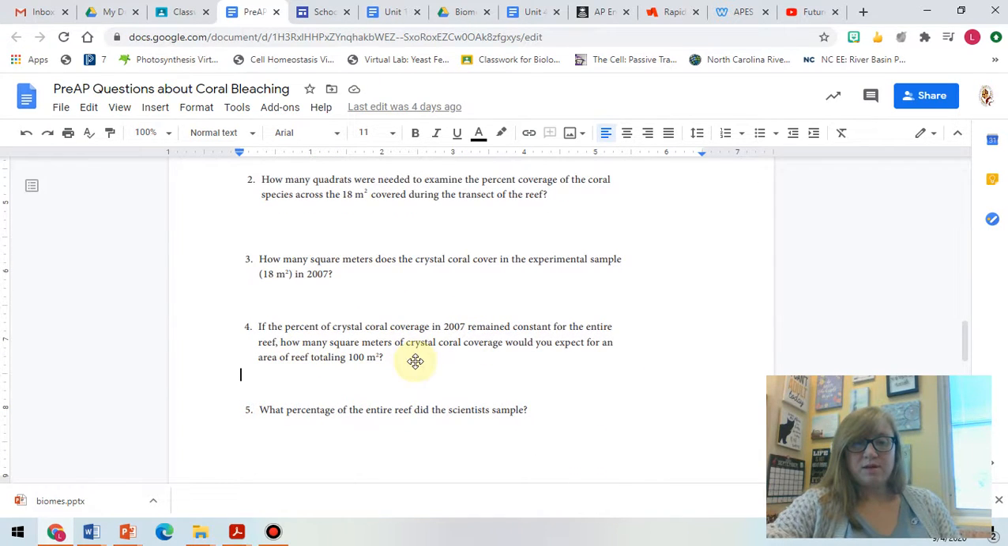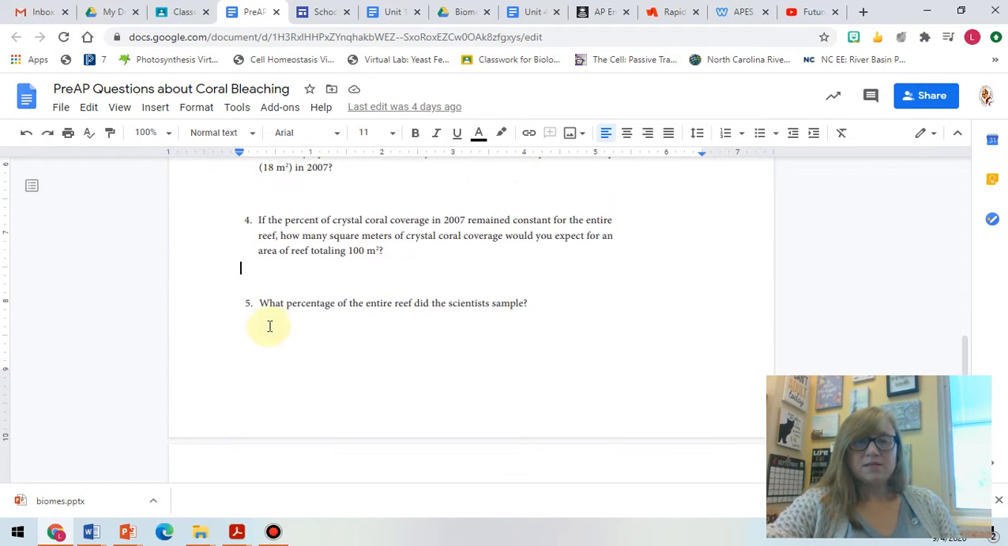If the percent stays the same, well then you have to figure out using this number. So you find a number in this one, it's 10% times your area. Then you get a number. We'll multiply that number times 100 meters squared. That's how much coverage you would expect in the area.